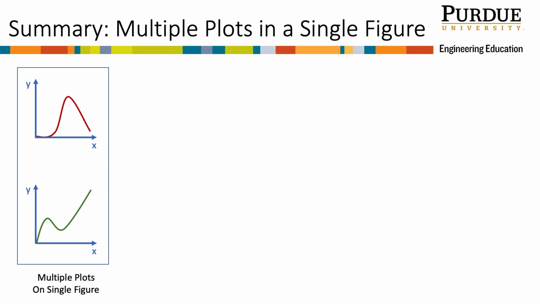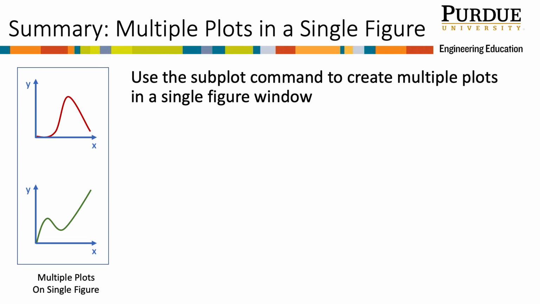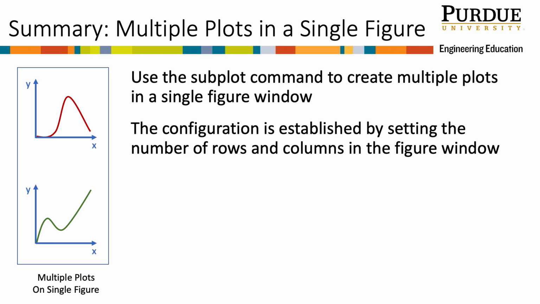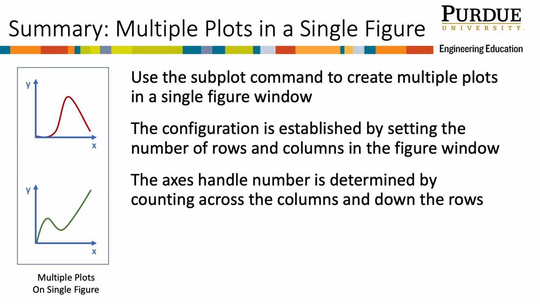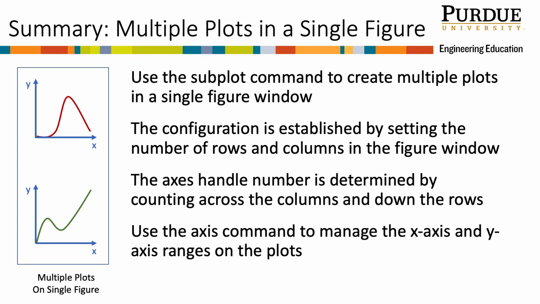Here's a summary of what we learned about plotting multiple datasets in a single figure window. Use the subplot command to create multiple plots in a single figure window. The configuration is established by setting the number of rows and columns in the figure window. The axes handle number is determined by counting across the columns and down the rows. Use the axis command to manage the x-axis and y-axis ranges on the plots. This command is useful in all plotting.